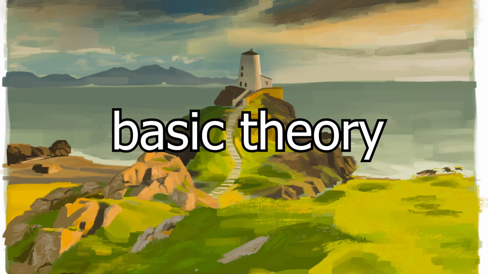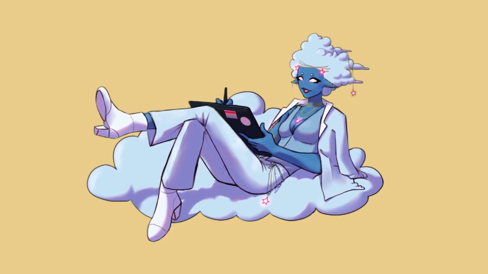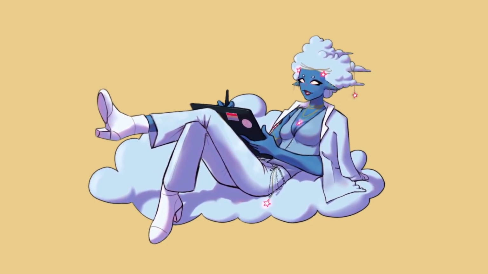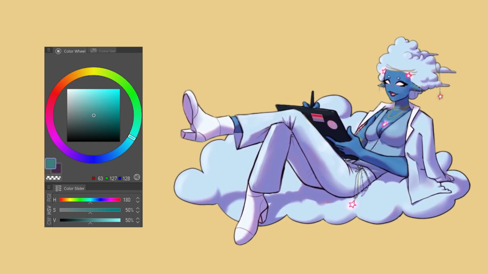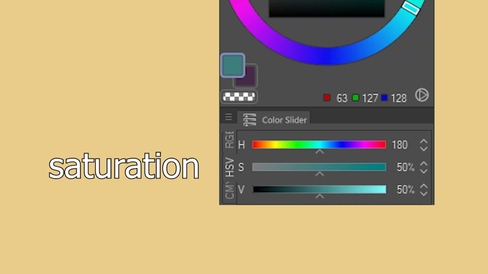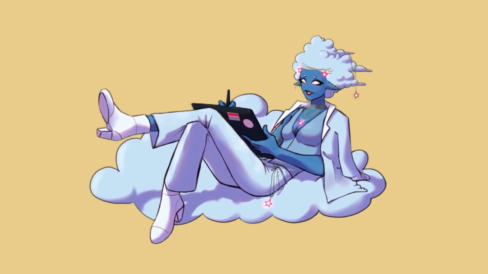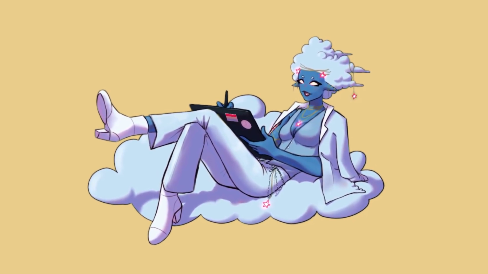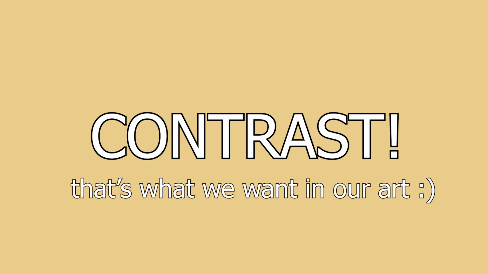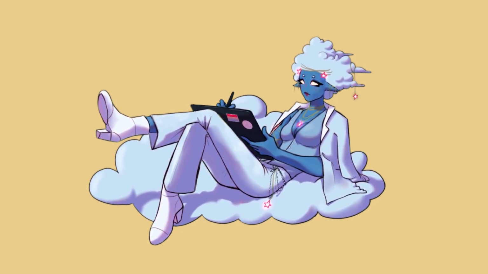Basic theory. What really is color theory? It's the theory behind how colors interact with each other. If you do digital art, you're likely familiar with the properties of a color we have in the color picker: hue, saturation, and brightness. All colors interact with each other's different hues, saturations, and brightnesses in all kinds of different ways. The main thing that gives interesting dynamics is contrast. That's what we want in our art. There's several different types of contrast based on these three color properties.